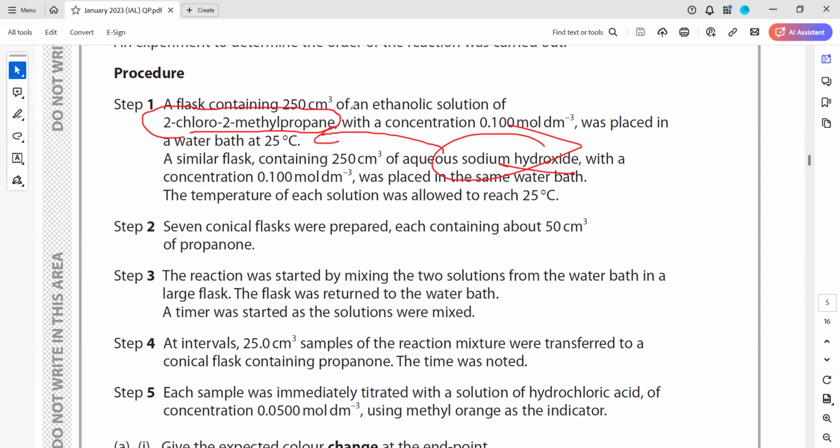As a result, what will happen? The amount of sodium hydroxide in the solution will decrease. So we need less hydrochloric acid for the titration, because sodium hydroxide is an alkali. Sodium hydroxide is reacting with this halogenoalkane.